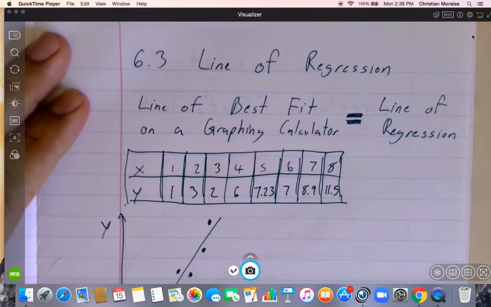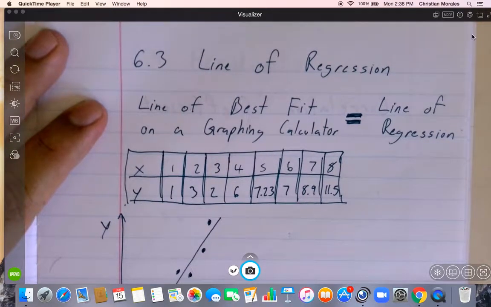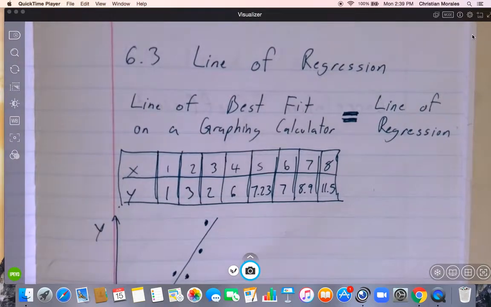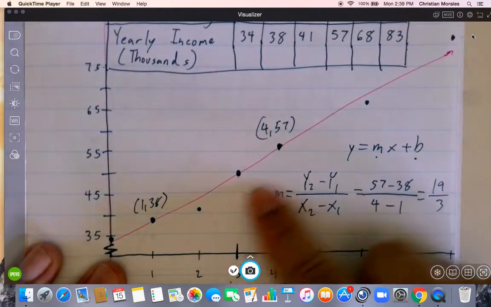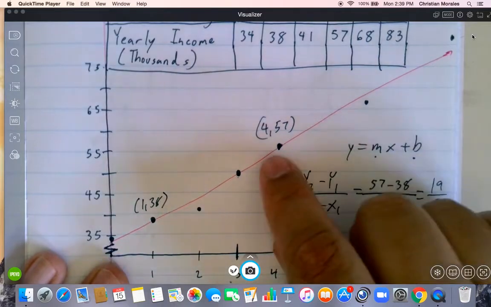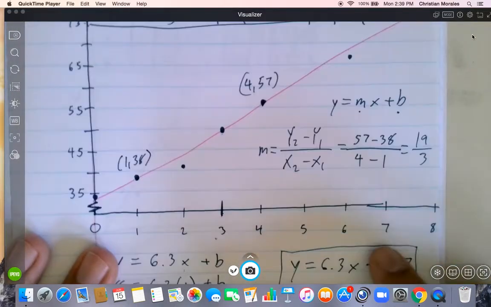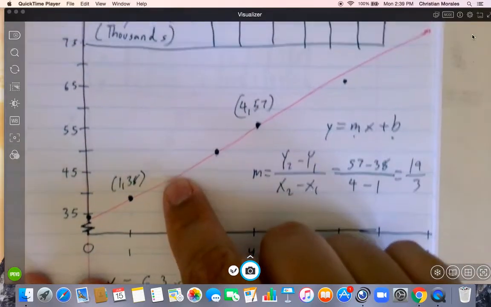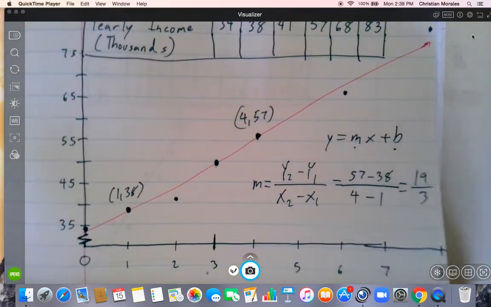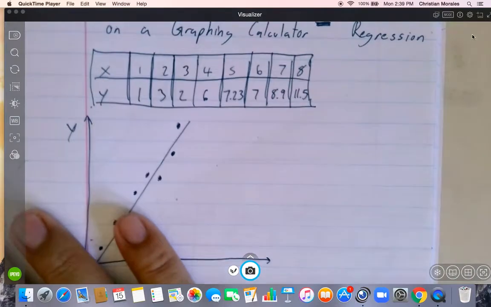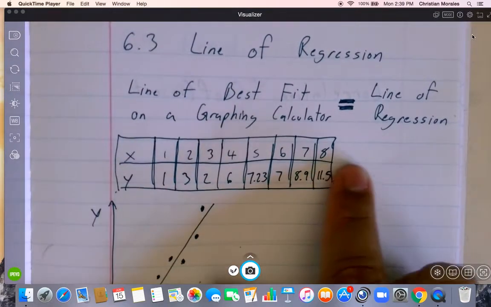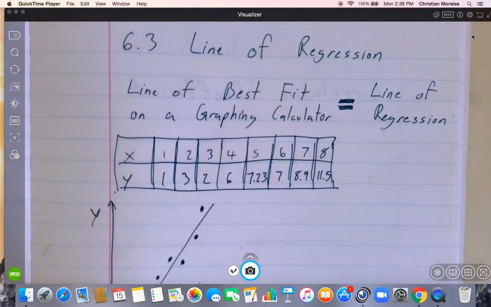Okay, part 3, line of regression. So let me quickly remind you what happened in 6.2. I drew a line, but the line wasn't perfect. The points weren't exactly the same points the equation was giving me that was on the table. So when you're doing the line of best fit, you're going to find errors. Now, the line of regression is supposed to be the line of best fit with the least amount of errors. It's the line that's going to be the closest to representing the data.